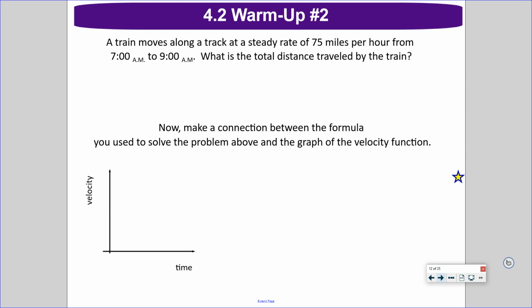You're on the Polar Express, and it's moving at a steady rate of 75 miles per hour from 7 a.m. to 9 a.m. What was the total distance that you traveled on the Polar Express? I'll give you 1 minute to think about this and write down a number. Your steady rate. So maybe the train left at 6:55, but right at 7 a.m., it was going 75 miles per hour all the way until 9 a.m. So in those 2 hours, how far did you travel? Don't overthink it.